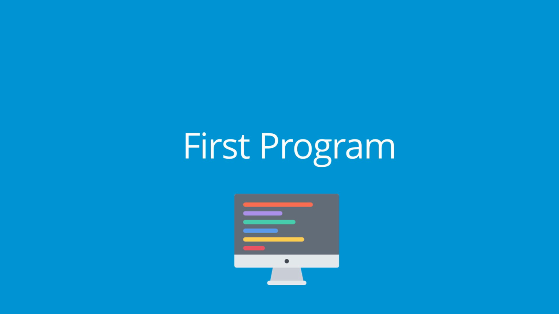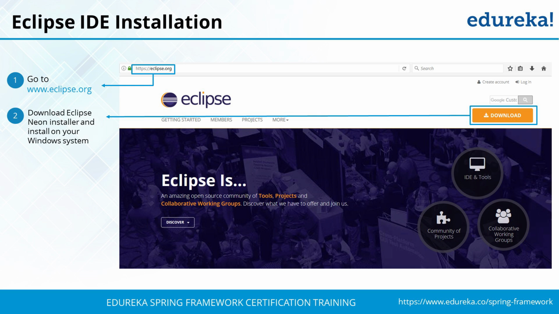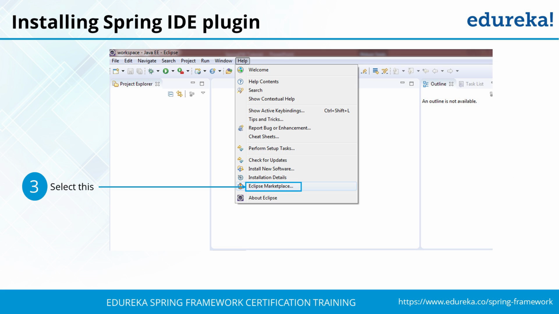So what we are going to do now is the first program in your Spring framework, right? So let's see how we can write the first program in the Spring framework. So number one, you need to have an Eclipse IDE, right? So you need to download the Eclipse IDE and you need to install it from eclipse.org, right? So you download the enterprise edition of Eclipse, go to the help and go to the Eclipse marketplace.